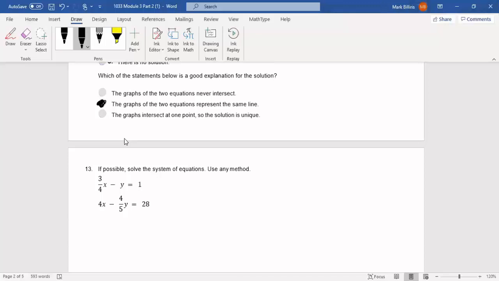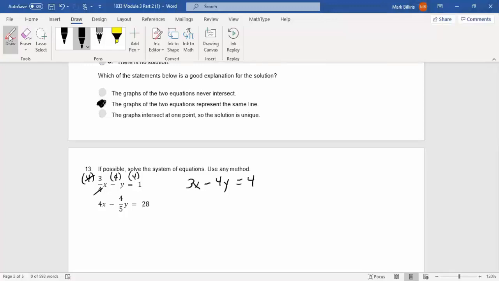When I look at this first equation, I have 3/4 x minus y equals 1. The common denominator, or the least common denominator, is 4. So what I'm going to do is multiply each term by 4. When I do that, in the first term, the 4's reduce, and that just leaves me with 3x. I have minus 4y, and then that's going to equal 4.